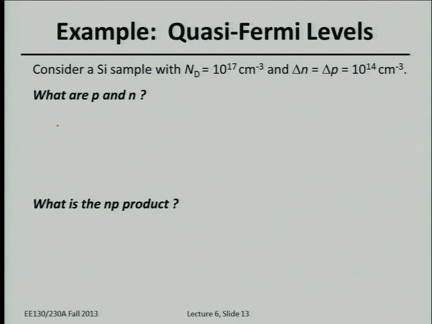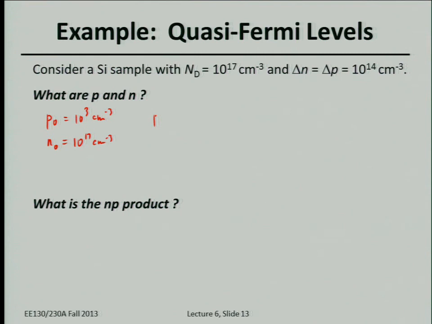Okay, so first of all, what are P and N? Should be pretty easy. Okay, let's find out the equilibrium concentrations first. So P naught and N naught. In equilibrium, what are these values? This is an N-type material, right? So which one's easier to figure out first? It's N, very good. So 10 to the 17 per centimeter cubed. The equilibrium concentration of holes, as Xue pointed out, is 10 to the third.